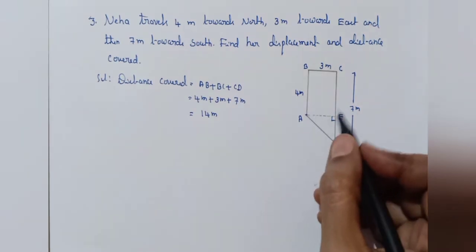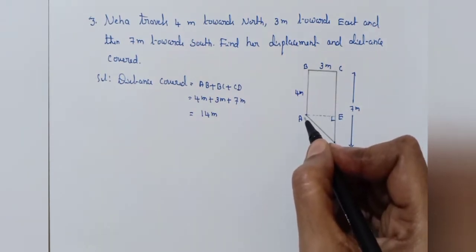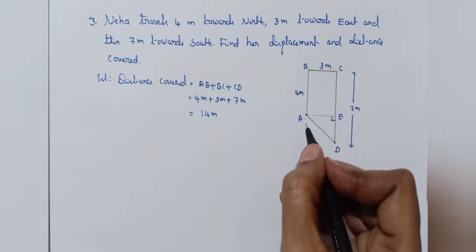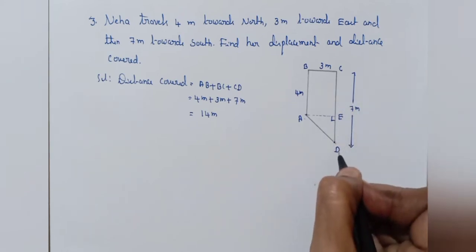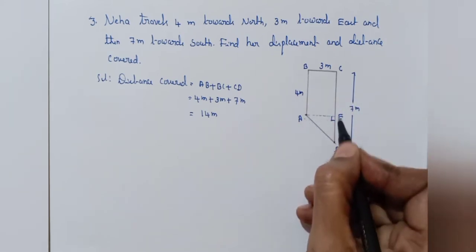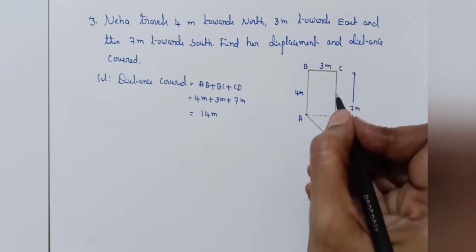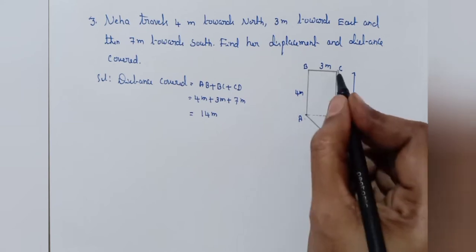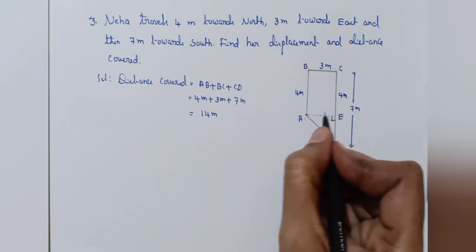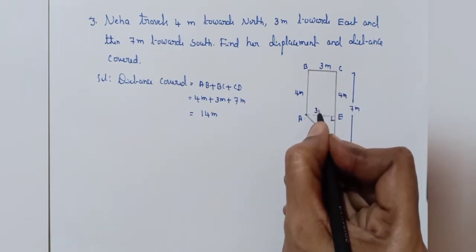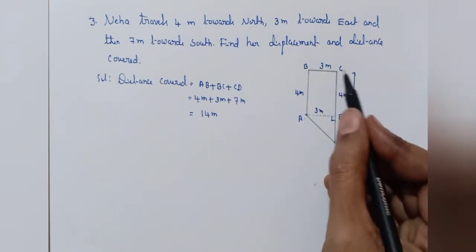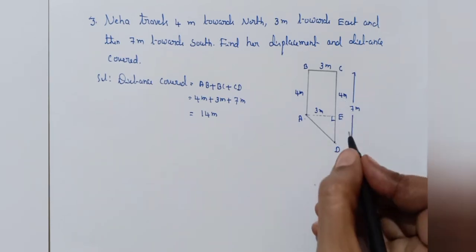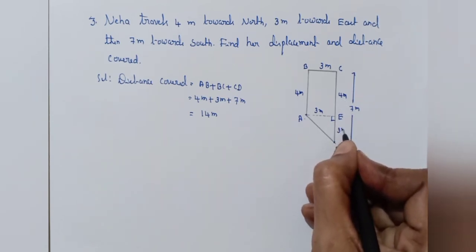See, when she moves from A to B, B to C and C to D, here draw AE perpendicular to CD, then AB is parallel to CE. AB is parallel to CE means AB is equal to CE. CE is also 4 meter. And then BC is equal to AE. BC is 3 meter. AE is also 3 meter. And then CD is 7 meter and CE is 4 meter. So ED is 3 meter.